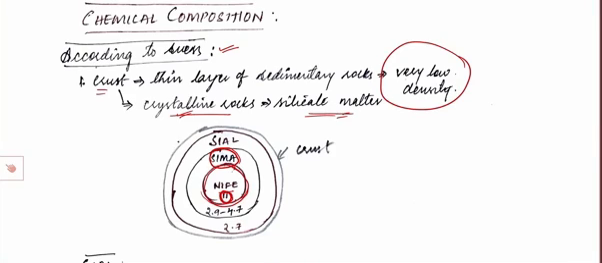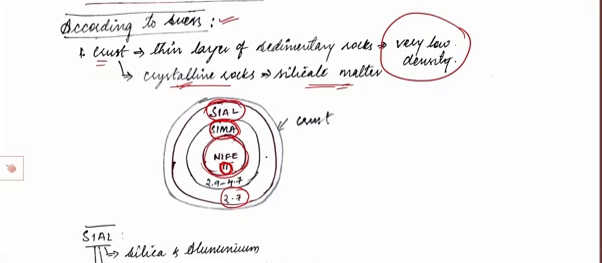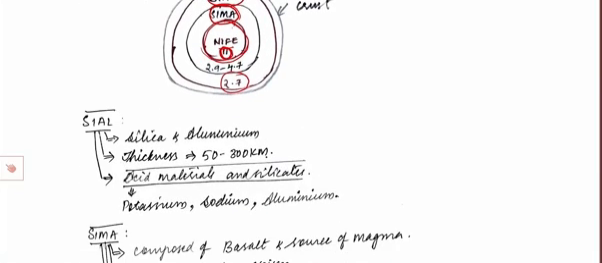Then the outer mantle is having the Sial, that is silica and aluminium, which is having the average density of 2.7 grams per centimeter cube. The outer layer is the crust, which we have seen earlier. This area has silica and aluminium, and its thickness ranges around 50 to 300 kilometers. It has acidic materials and silicates, such as potassium, sodium, and aluminium.